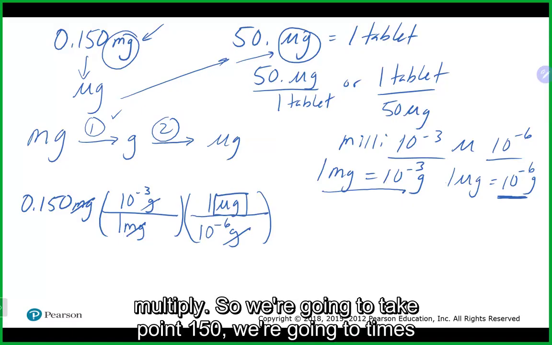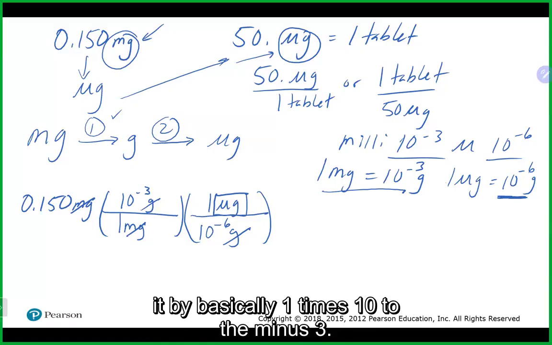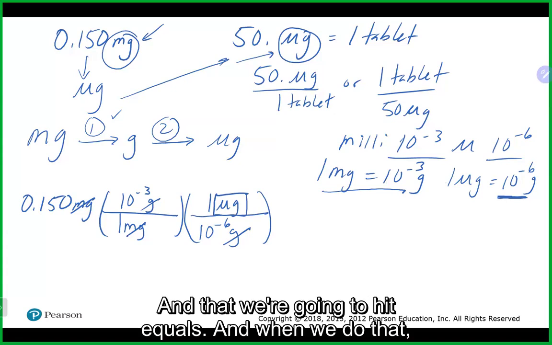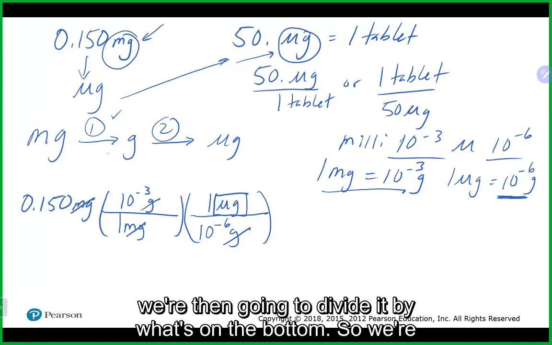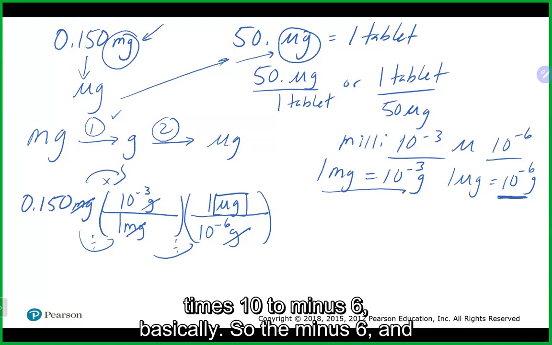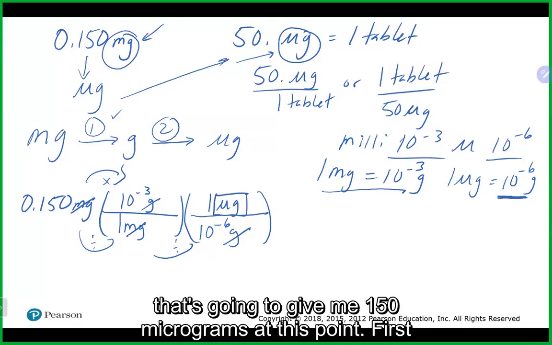Again, we're still going to multiply. So we're going to take 0.150. We're going to times it by basically 1 times 10 to the minus 3, and we're going to hit equals. And when we do that, we're then going to divide it by what's on the bottom. So we're going to multiply and divide. We're going to divide by 1 times 10 to the minus 6, basically. So the minus 6. And that's going to give me 150 micrograms at this point.